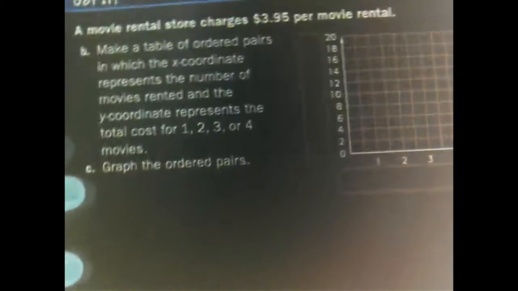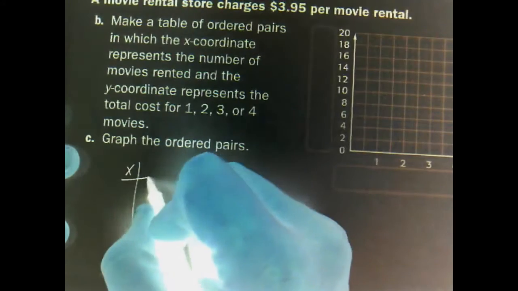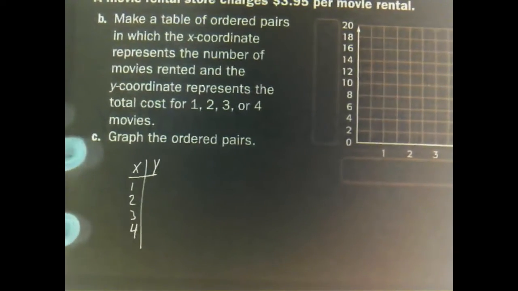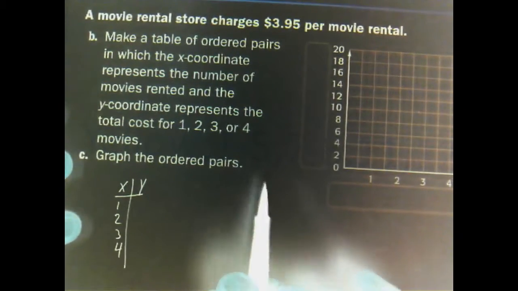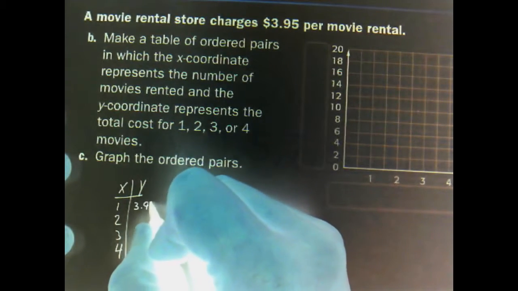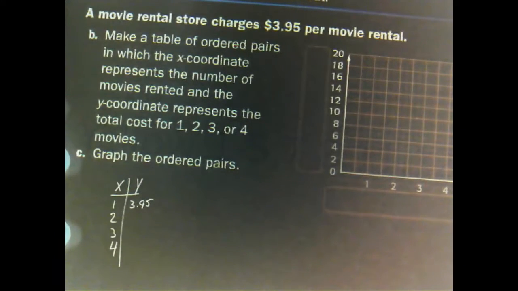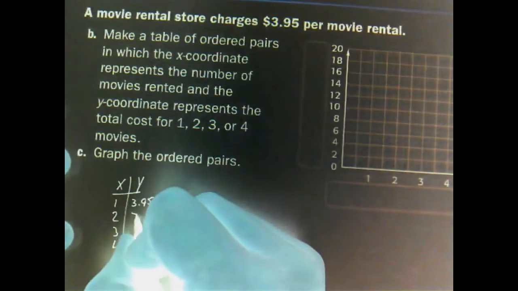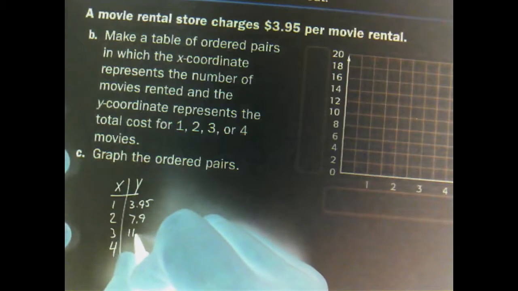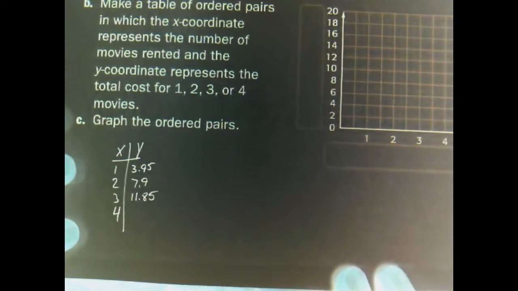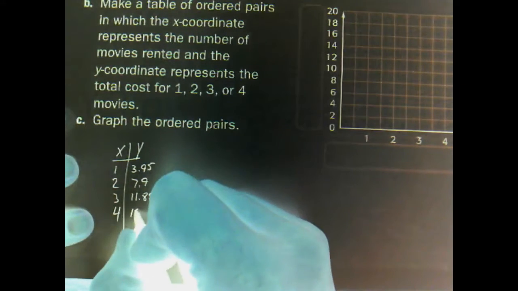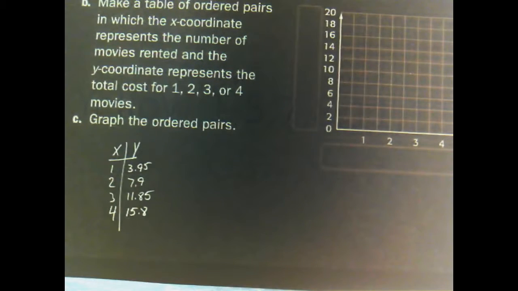So again, we can just start with an XY chart. Our X's are 1, 2, 3, and 4. And we always plug into the X. That's our input value. And all we need to do is multiply them by 3.95 in order to find out the cost per movie. So 3.95, and then 3.95 times 2 is 7.9. 3.95 times 3 is 11.85. 3.95 times 4 is 15.8. There's our table. It's as simple as that.